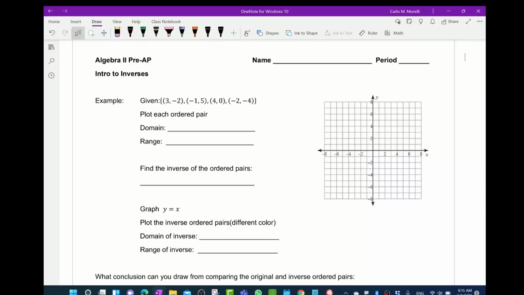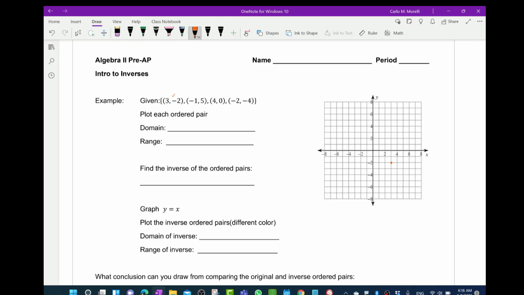Alright students, as promised, we're going to go over this worksheet. So number one, in the example, we're given these points, and we're to plot each ordered pair. So (3, -2) would be right here. So that's that point there. Okay, so we plotted that point.